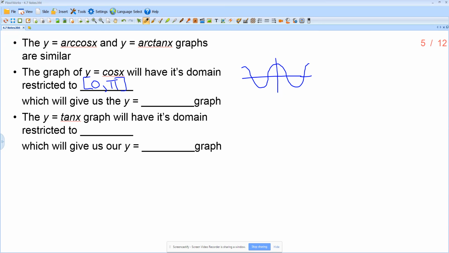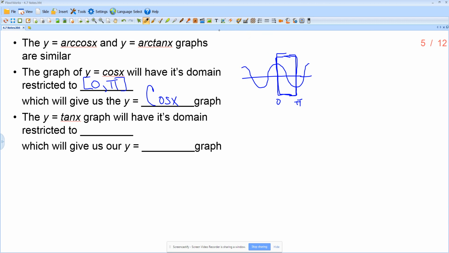So cosine fails the horizontal line test. But if we restrict it from here to here, which is 0 to pi, now looking inside that, it passes the horizontal line test. So that's going to give us the y equals cosine x graph with that capital C.